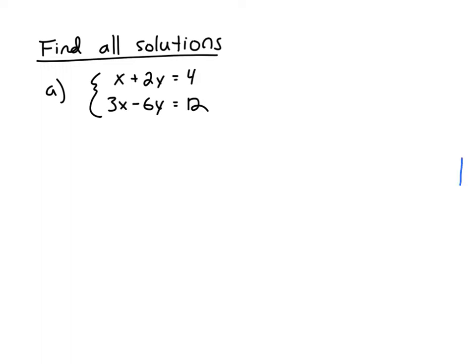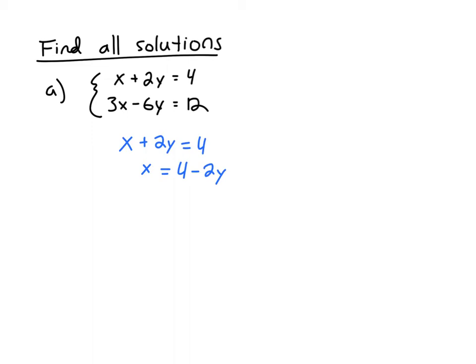If you're looking at this equation, you're asking, what's the easiest variable for me to solve for? Looks like solving for x is really easy. So let's solve for x in the first equation. I'll have x plus 2y equals 4, so I'm going to subtract 2y from both sides. So I'll have x equals 4 minus 2y.